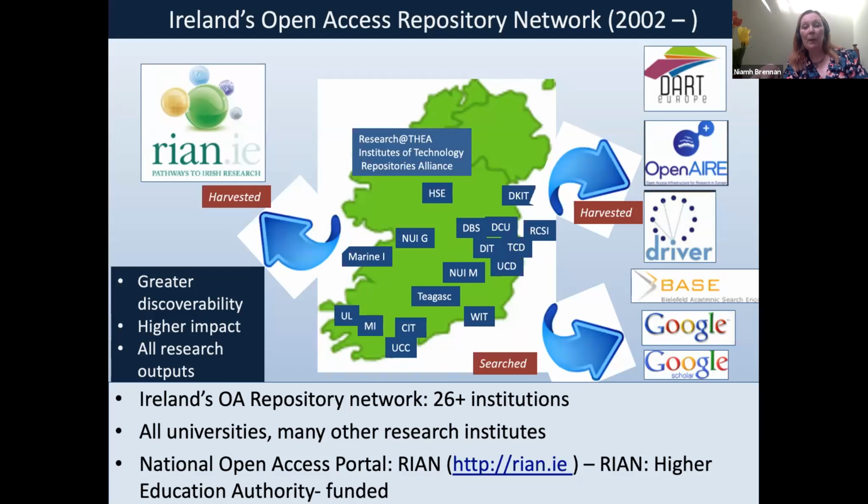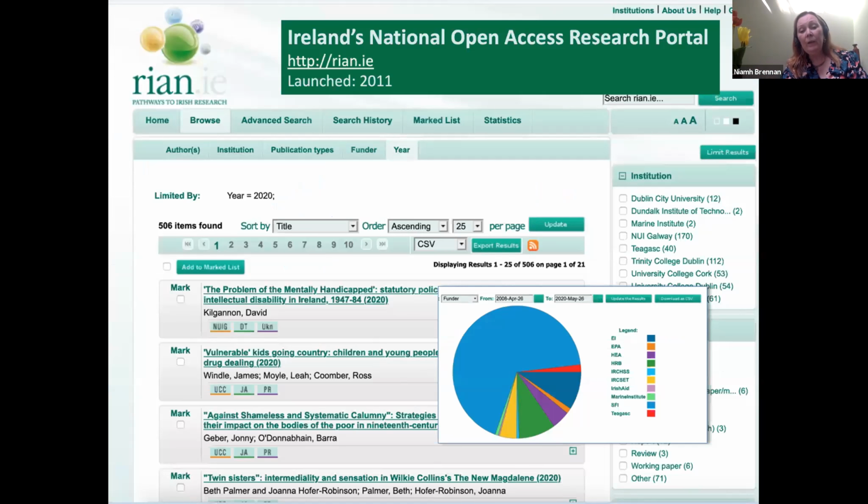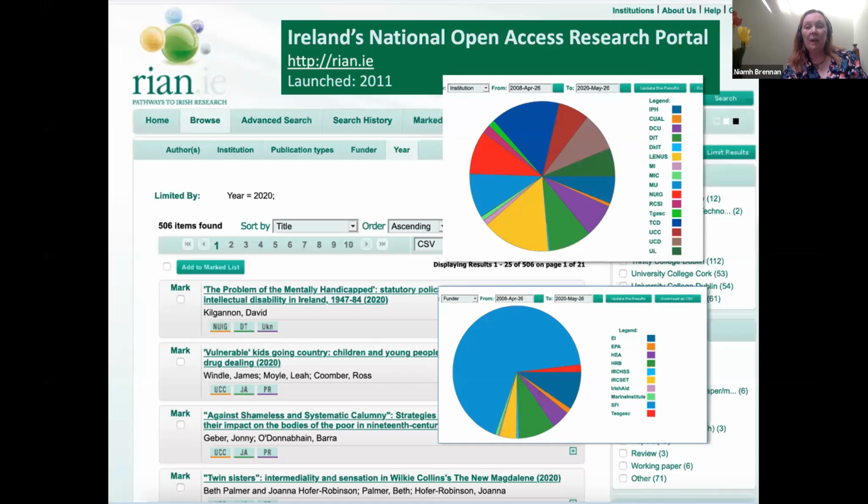This is a view of our open access repository network, so it'll give you an idea. It's pretty extensive, and there's all kinds of consortia going on with the Institutes of Technology, who have their own repositories. And we have our national portal, RIAN, that can give us a view of the numbers of research outputs by funder, and it can also give us a breakdown by institution over time.